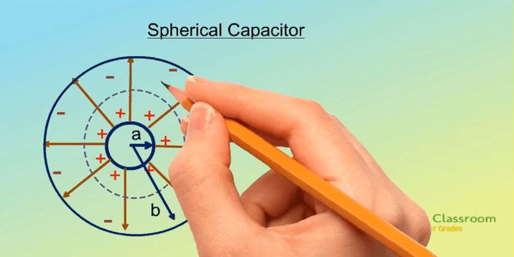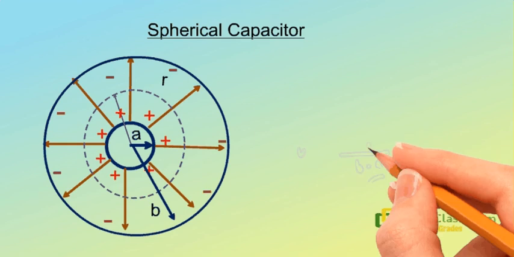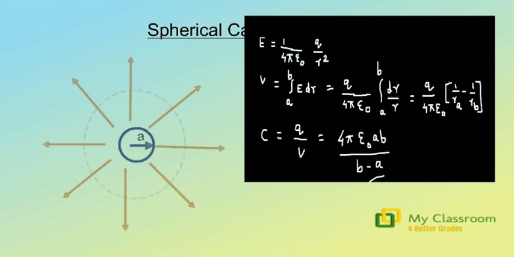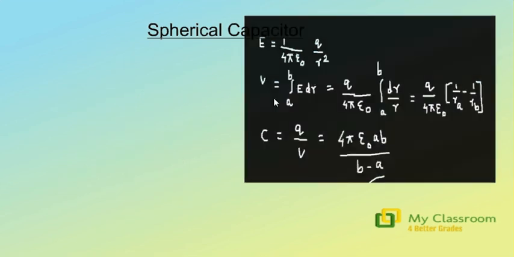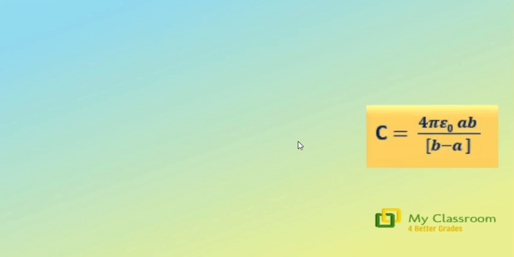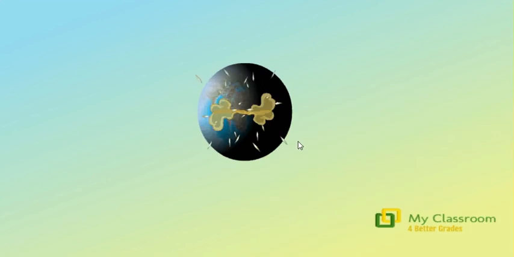To calculate this electric field, we assume a Gaussian surface of radius R. And then we apply Gauss's law and we get the equation for electric field. Once we get the equation for electric field, we calculate the equation for V, and finally we calculate capacitance. So we get capacitance equal to 4 pi epsilon 0 AB divided by B minus A, where A and B would be the radius.